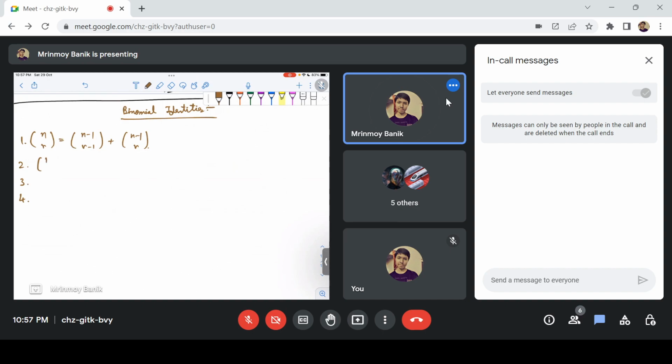Okay, let me write them down. nCr is n by r times n minus 1 C r minus 1. And nCr is r plus 1 by n plus 1 times n plus 1 C r plus 1. The fourth one is nCr is equal to nC n minus r.